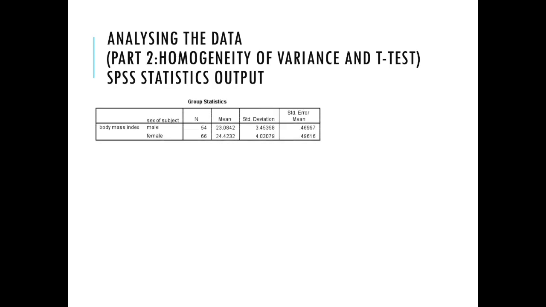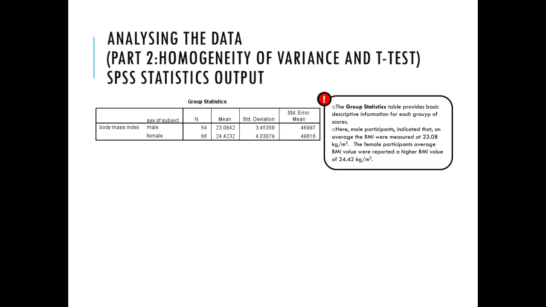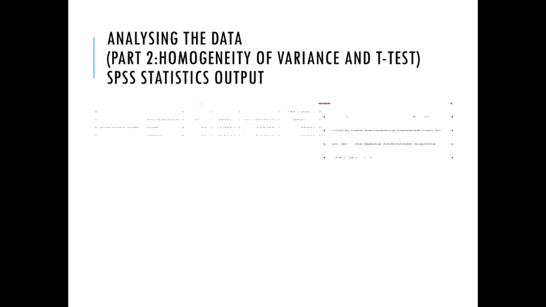So this is your result. The Group Statistics table provides basic descriptive information for each group of scores. Here, male participants on average had a BMI measured at 23.08 kg per meter squared. The female participants reported a higher average BMI value of 24.42 kg per meter squared.